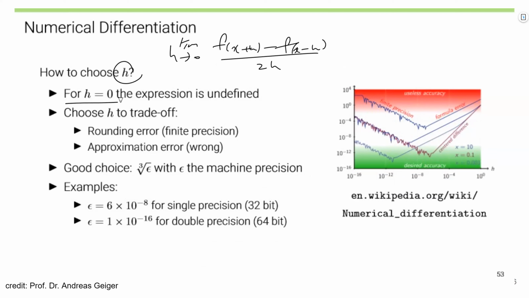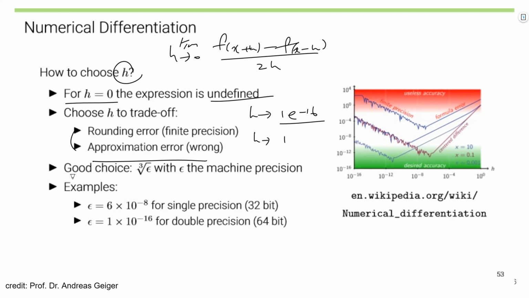And here, it states that h equals 0 is not defined. And there is a trade-off between rounding error and approximation error. If you make h very small, like this, then computers might not be able to express this number. However, if you make h very big, like 1, then there might be a very big approximation error. So there is a trade-off between these two things.